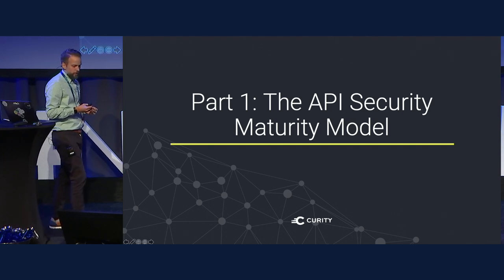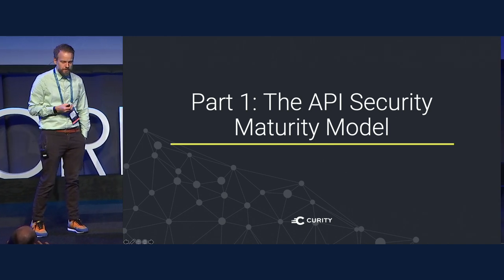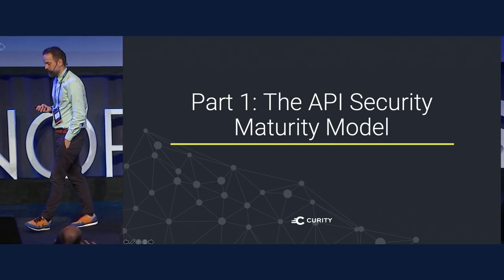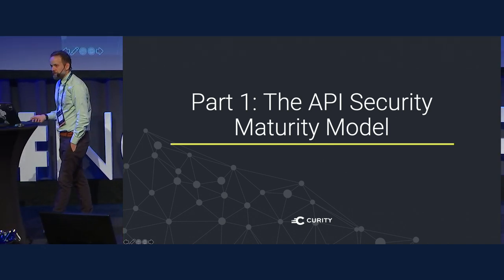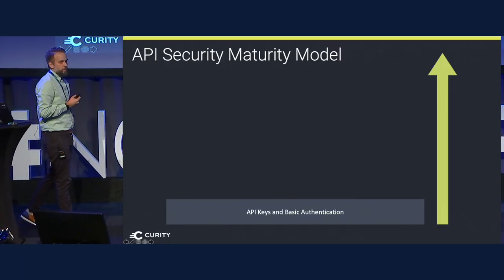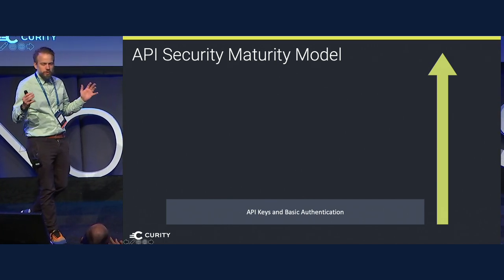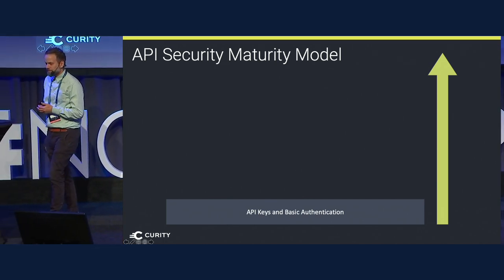So we defined something I call the API security maturity model. And I stole that idea from the REST maturity model and applied it to API security instead. So part one of my talk, I'll explain this model. And in part two, we'll see what we can use it for.